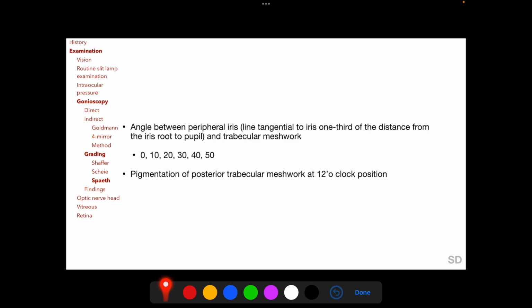The angle between the line tangential to the iris one-third of its distance from the iris root to the pupil and the line along the aqueous surface of the trabecular meshwork is also considered in the Spaeth's grading system, and the angle is graded between 0 and 50 degrees at intervals of 10 degrees. Pigmentation of the posterior trabecular meshwork at the 12 o'clock position is also considered in the Spaeth's grading system.